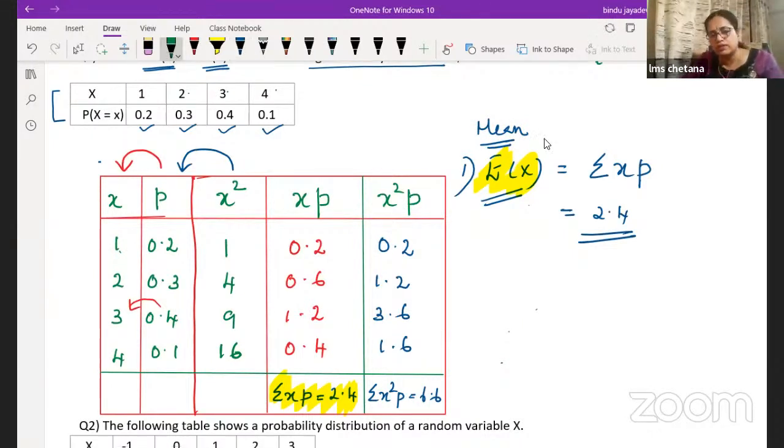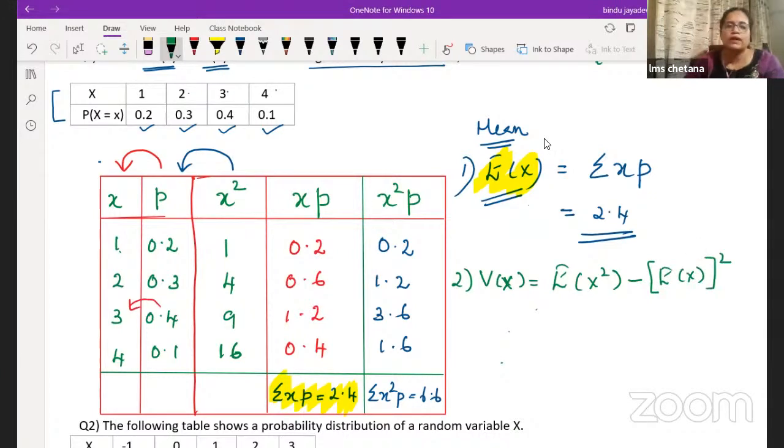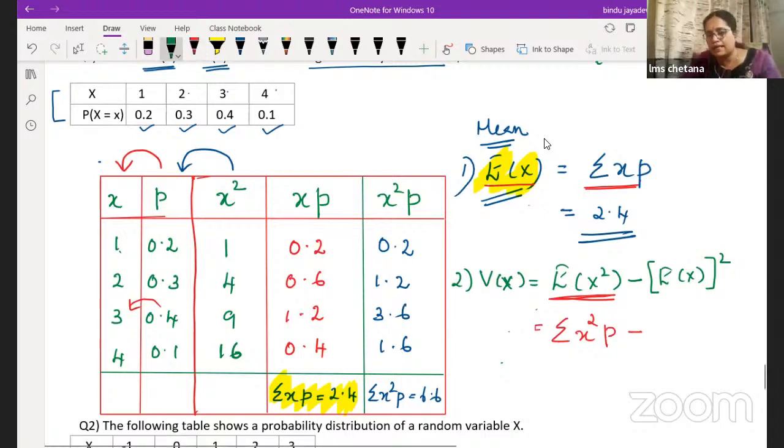What is the second part of the question? That is V of x. Now I'll write the formula. V of x equals E of x square minus the square bracket E of x, the whole square. What is this E of x square? E of x is sigma xp. Therefore, E of x square is sigma x square p, minus the bracket E of x the whole square.